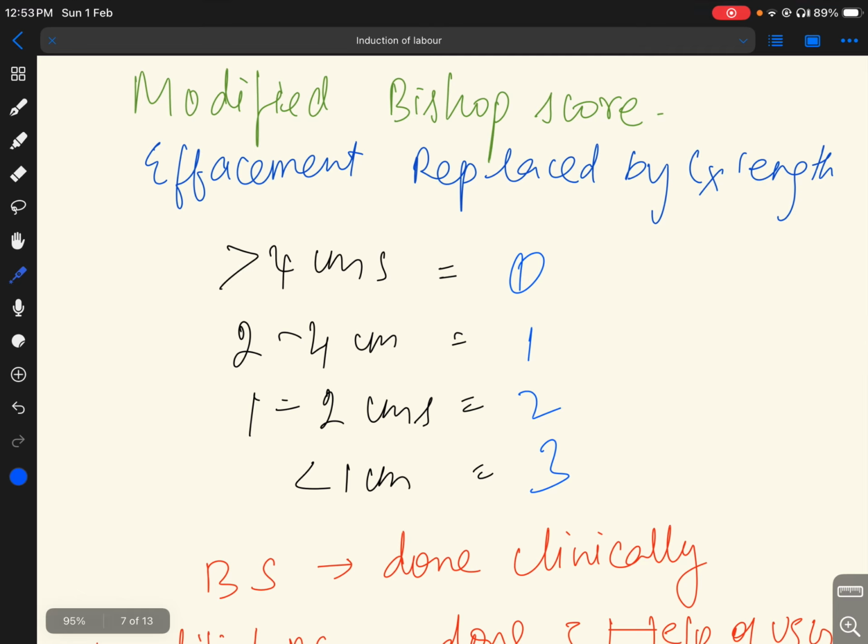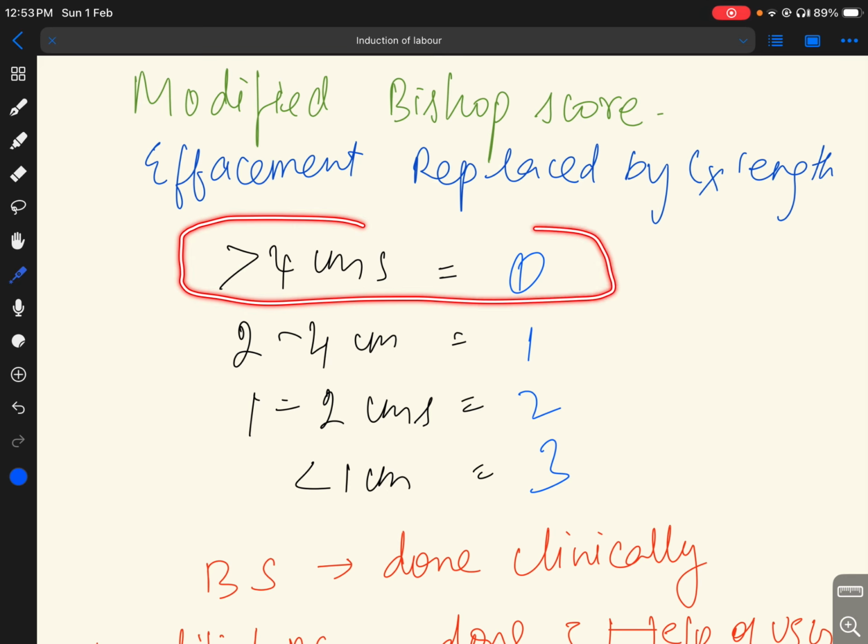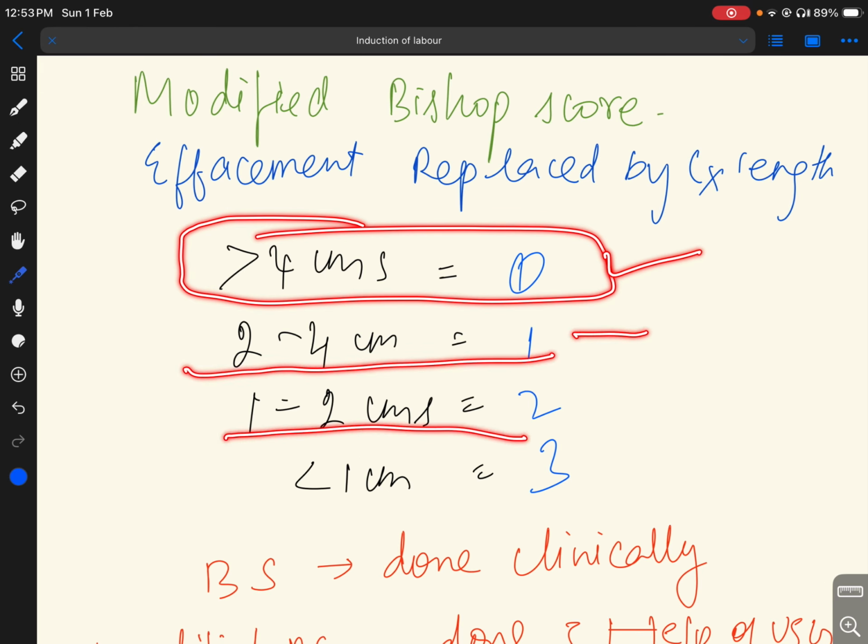As I said, in modified Bishop score, assessment is replaced by cervical length. If the cervix length is greater than 4 centimeter, give score 0. If it is 2 to 4 centimeter, give score 1. If it is 1 to 2 centimeter, give score 2. If it is less than 1 centimeter, give score 3.